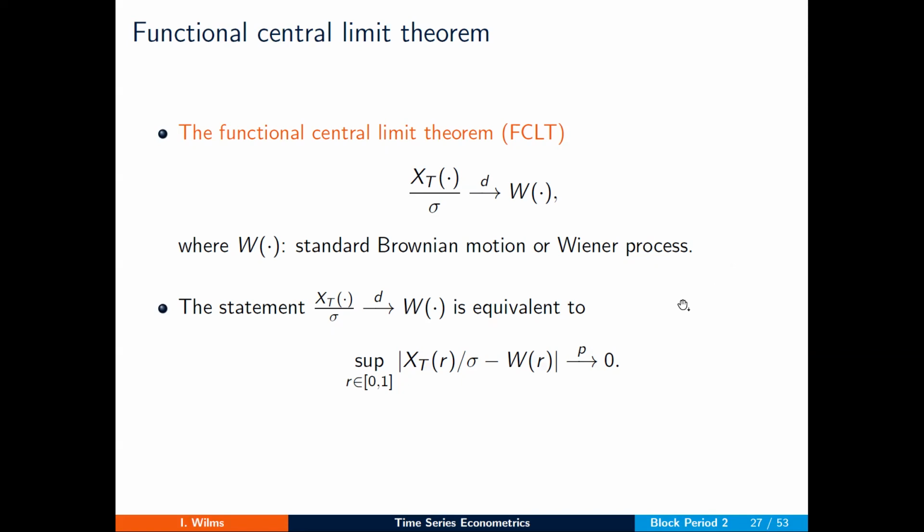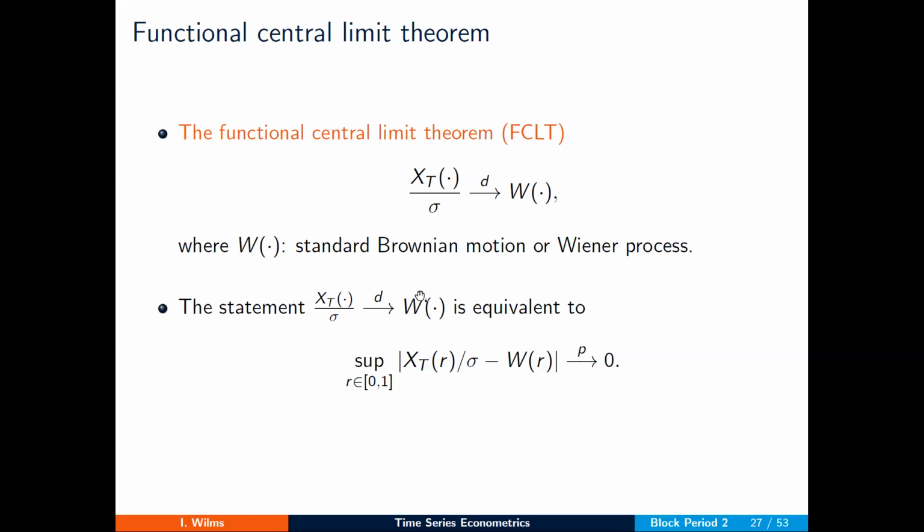Now, this statement for our random function should actually be understood as uniform convergence. What do we have written out over here? Well, the largest amount over all r by which our scaled partial sum at fixed r differs from our Brownian motion, this difference should converge in probability to 0. Or in other words, if the sequence of random variables converges in probability to 0 when we take the supremum over all values of r, we say that the sequence of random functions over here converges in distribution to our standard Brownian motion.